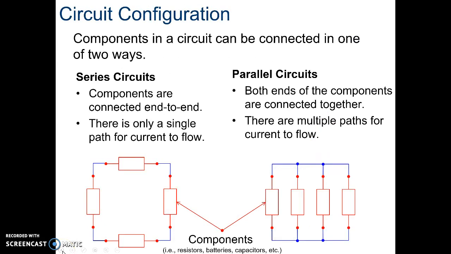Now let's take a quick look at circuit configurations. There are 2 primary circuit configurations. The series circuit, where things go through one and then through the next and then through the next and then through the next. And then there's the parallel circuit, where the energy starts out and it splits up, goes through different paths, and then comes back together.